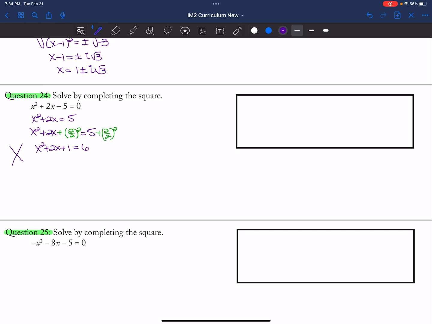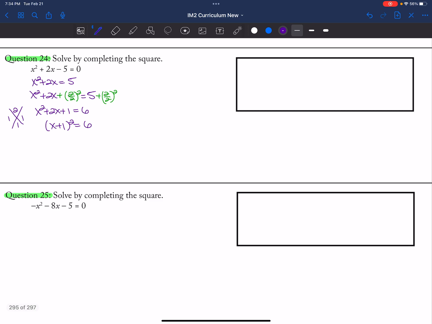And then again, two numbers that multiply to give me 1 and add to give me 2 are 1 and 1. So this is x plus 1, the quantity squared, is equal to 6. Square root both sides. And I can't simplify the square root of 6, so I have x plus 1 is equal to plus or minus root 6. So x is negative 1 plus or minus root 6.